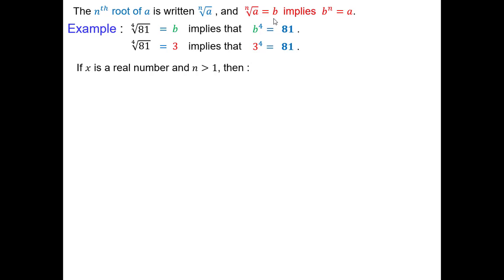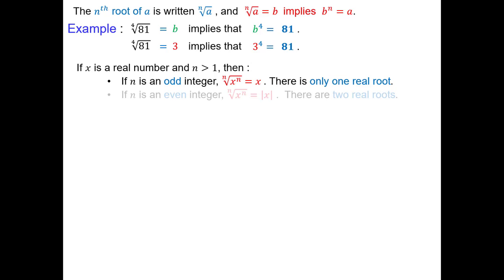So if x happens to be a real number and the index is greater than 1, then that index is telling us how many of the same factor we would need to see. And therefore, if that is an odd integer, there can only be one answer. But if n happens to be an even integer, like a square root or a 4th root or whatever it might be, then our answer is the absolute value of x. And therefore there are 2 answers, one which is positive and one which is negative.